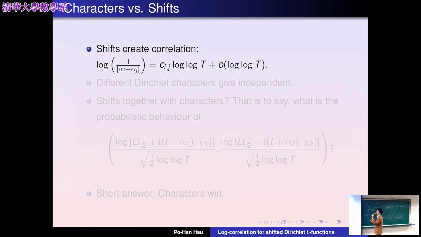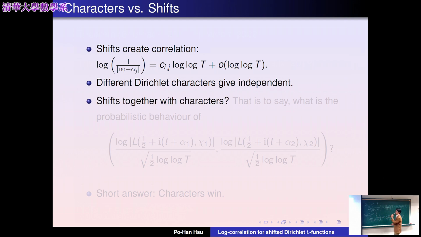So first, we know if we have shift, then shift creates correlation. If shifts are large, then they are independent. If shifts are small, they are the same. If in the middle, then they are correlated. And according to our previous work, different Dirichlet characters automatically give you independence. So now, how about we put them together?